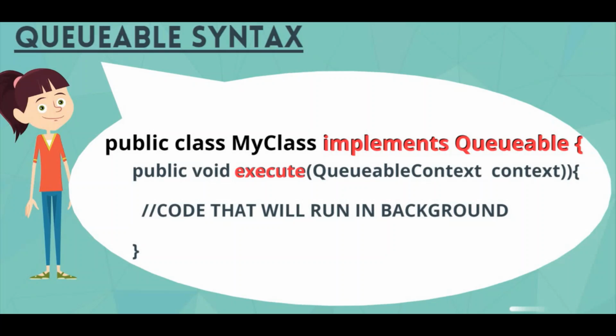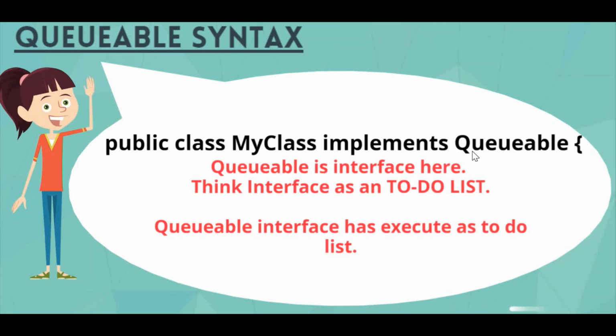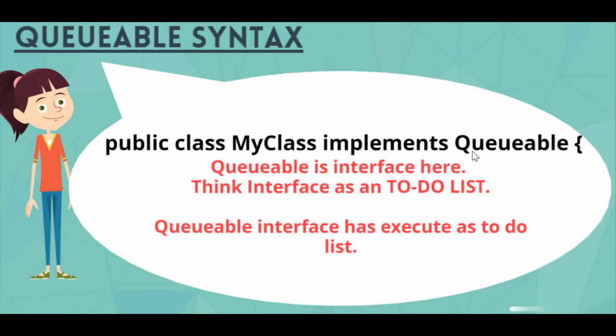Implements is something you use when you're trying to leverage some kind of benefits from an interface. Come on, what is an interface again? Here Queueable is an interface. Think of Queueable as a to-do list, like your daily to-do list, which has taking a shower and then going to office. Now, any class that implements Queueable needs to follow the to-do list.